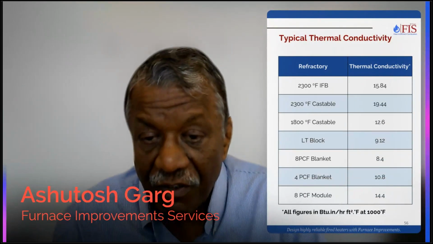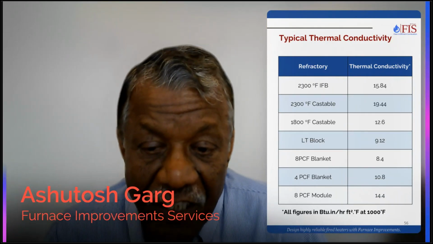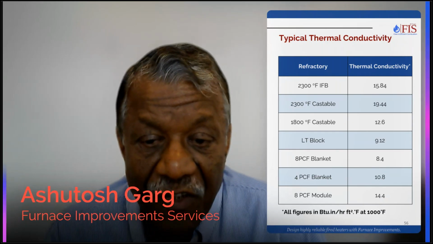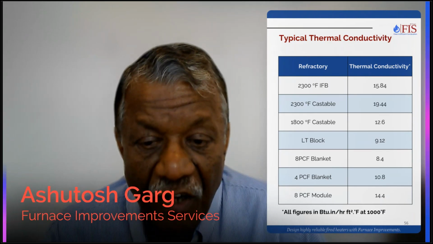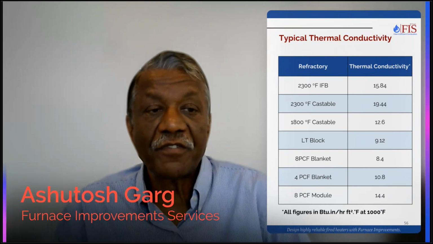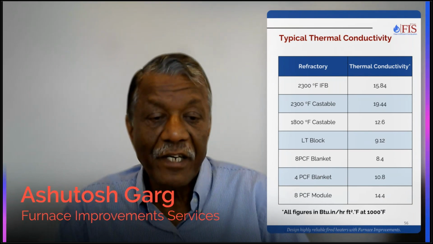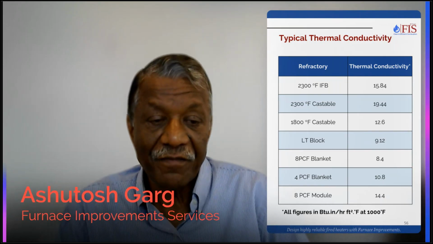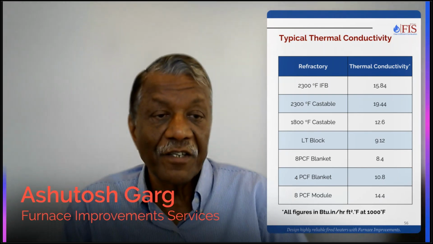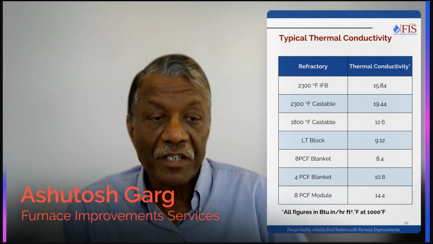So one of the things which is very important is the thermal conductivity of these materials, because that will determine the thickness of refractory you are going to be using. So this is a comparison of the thermal conductivities of different materials. The unit is BTU inch per hour foot square degree F at 1000 degrees. And you can see the insulating firebrick has a lower thermal conductivity than castable. Low temperature block has one of the lowest.